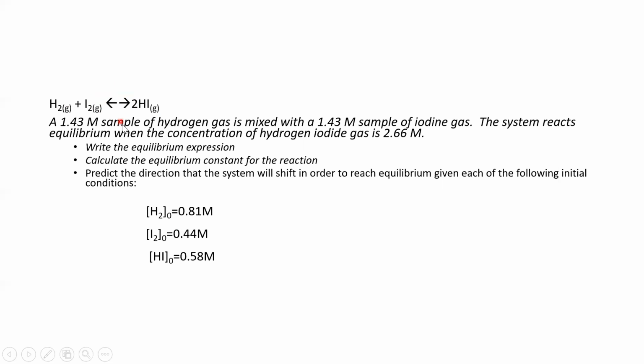We're going to want to first write the equilibrium expression, the K expression. Then we want to calculate the equilibrium constant. And then if these are our new concentrations, is the system at equilibrium or not? And if it's not, which way is it going to shift?